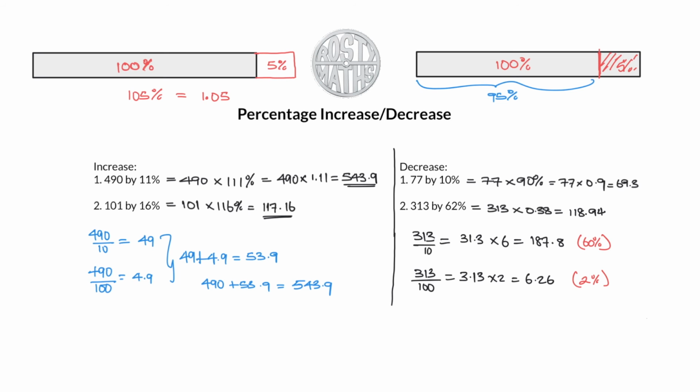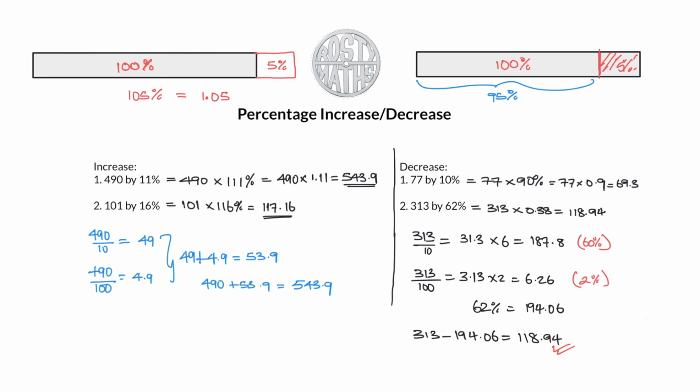So altogether, 62% is going to be equal to the sum of those two. So I will add my 187.8 and that 6.26, and I will get 194.06. Now, because I'm decreasing, I will have to take my 313 and subtract that 194.06, and that's going to give me 118.94, which is exactly the same answer we have above.